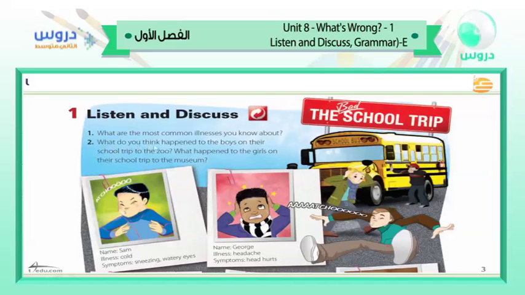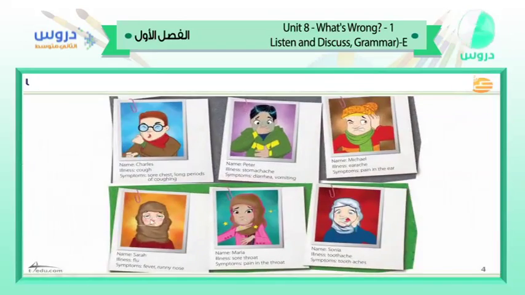Number 2, what do you think happened to the boys on their school trip to the zoo? What do you think? Take a look. What happened to those boys? They have got illnesses. Yes, that's right. Excellent. What happened to the girls on their school trip to the museum? We are talking about those girls. Also, they have illnesses. Exactly. Very nice.